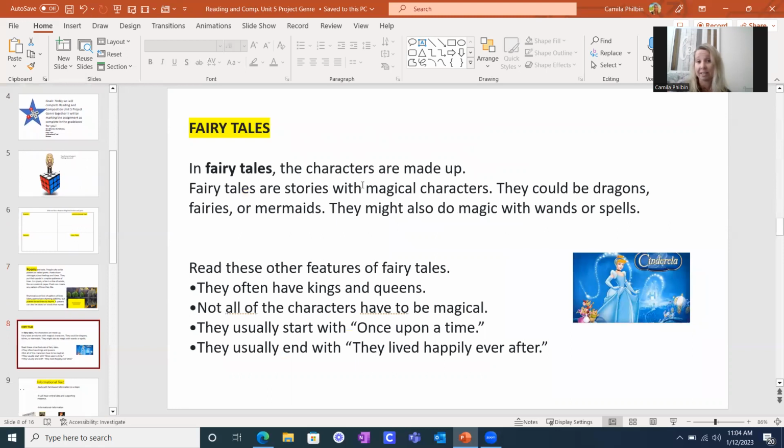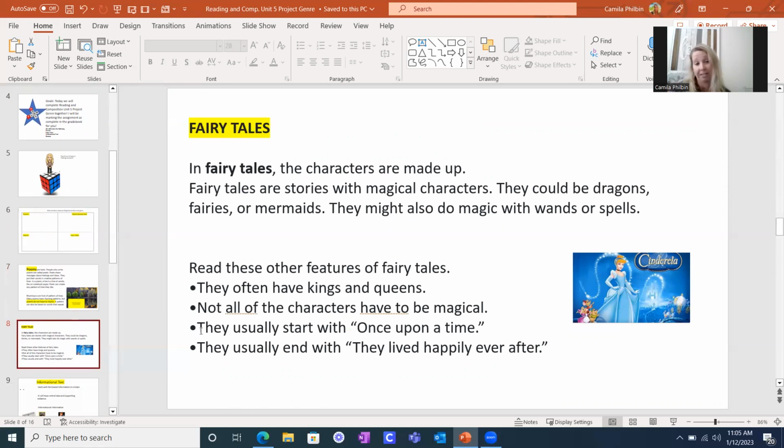It says in fairy tales, the characters are made up. Fairy tales are stories with magical characters. They could be dragons, fairies, or mermaids. They might also do magic with wands or spells. Read these other features of fairy tales. They often have kings and queens. Not all of the characters have to be magical. They usually start with once upon a time, and they usually end with they lived happily ever after.